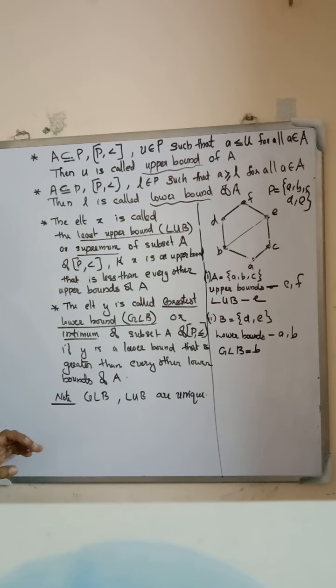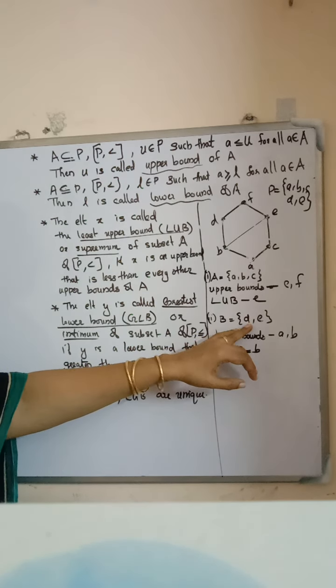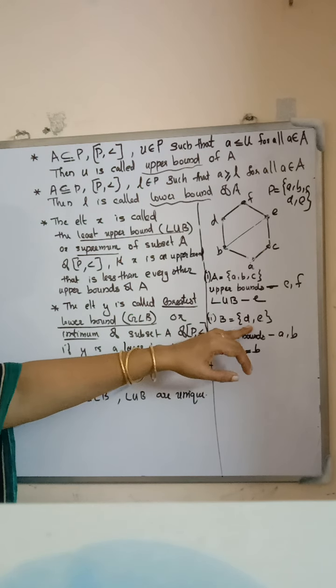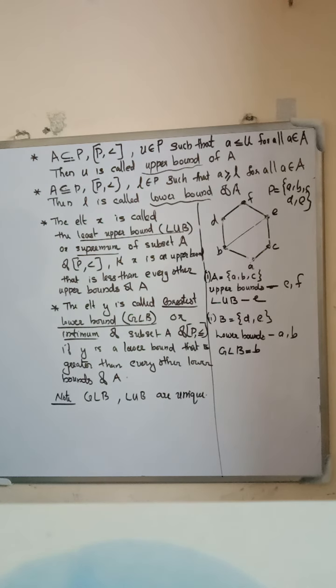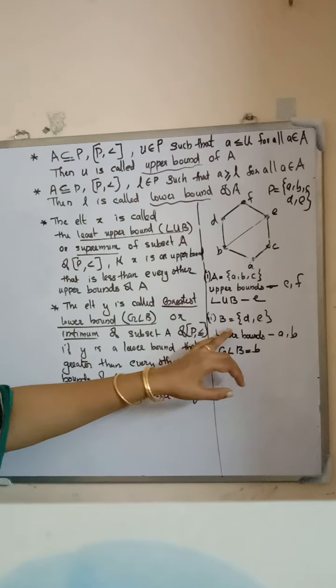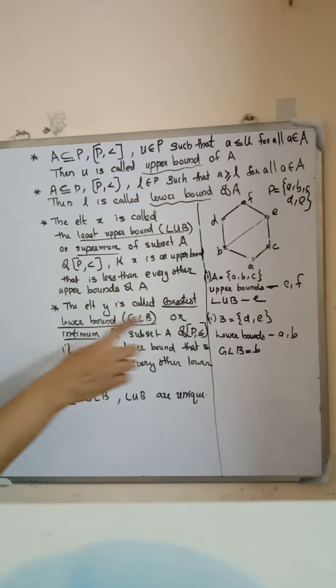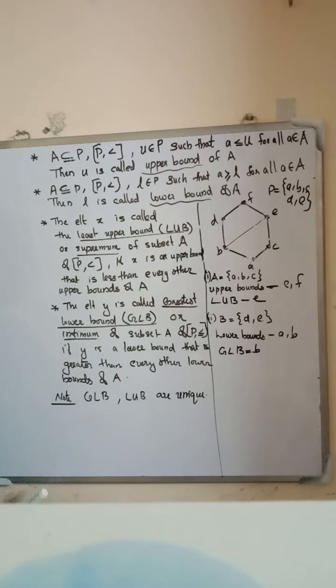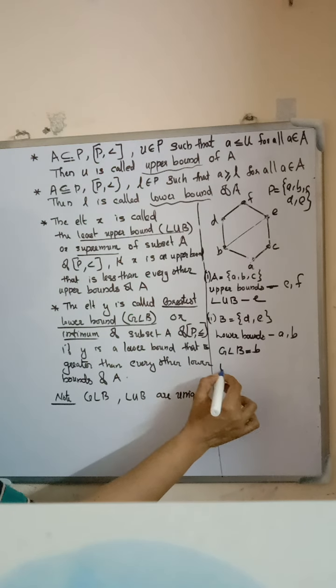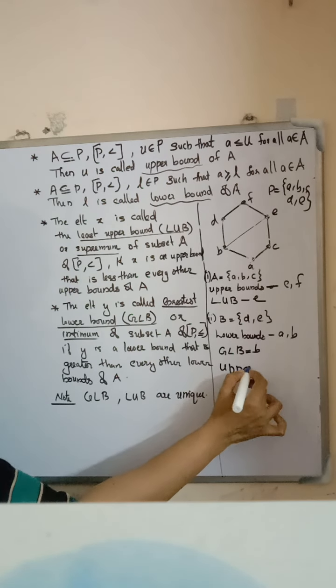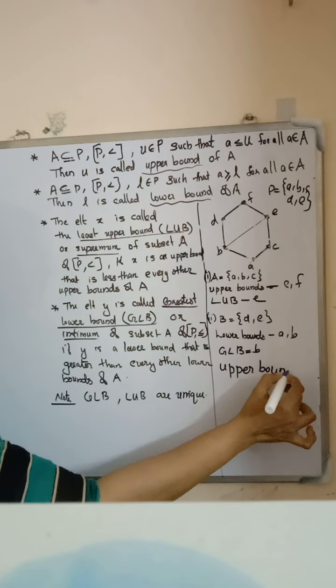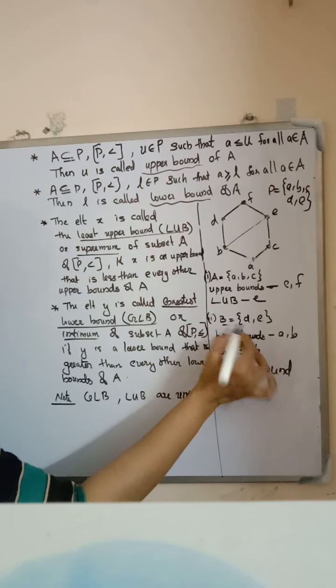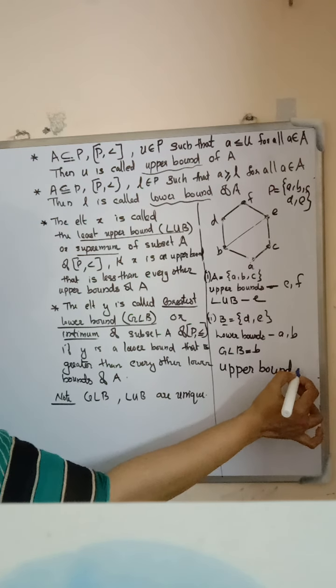We know that upper bound means we find any other element in P which is greater than D and E. Oh, there is an upper bound. Sorry, there is an upper bound for D and E, or upper bound of the set B.